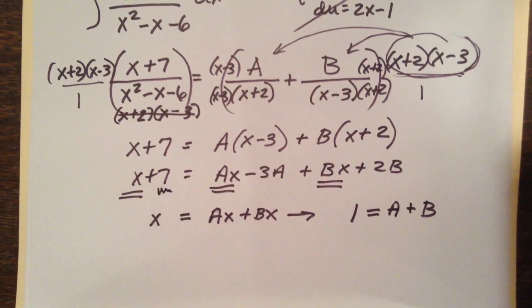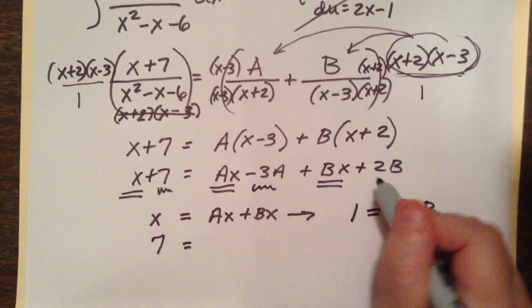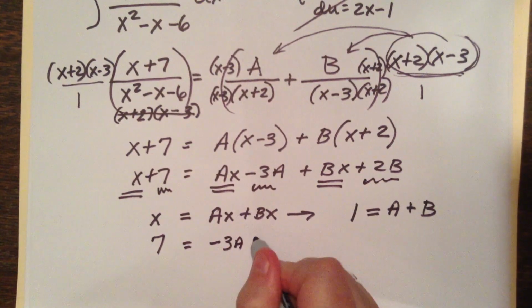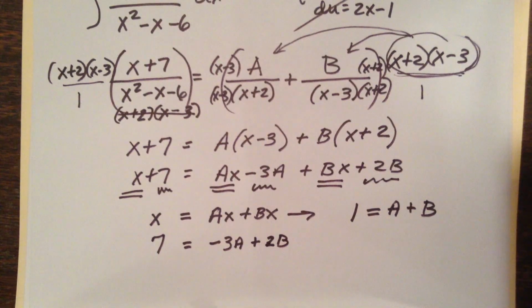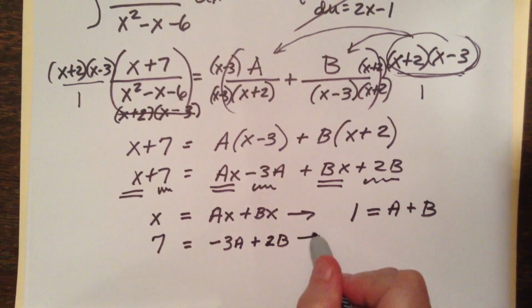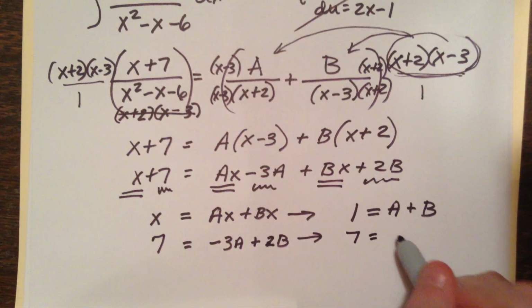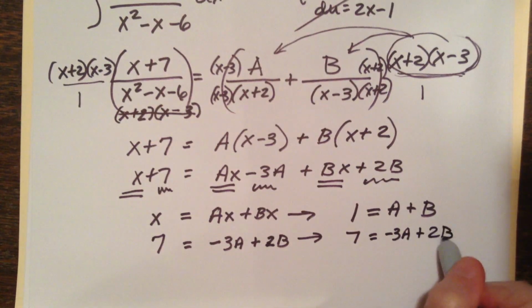And this here is a constant, 7. That would have to equal all the constants on the right: negative 3a plus 2b. So here I have 7 is equal to negative 3a plus 2b.